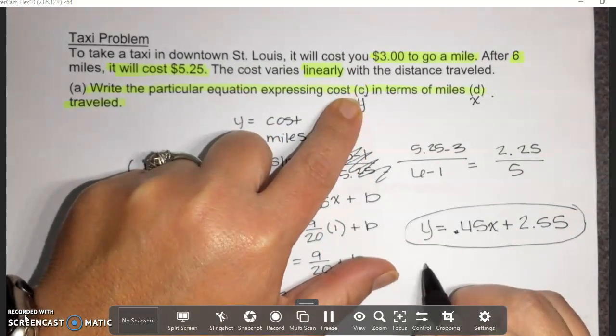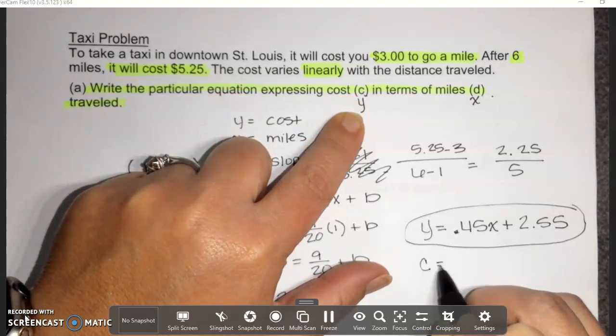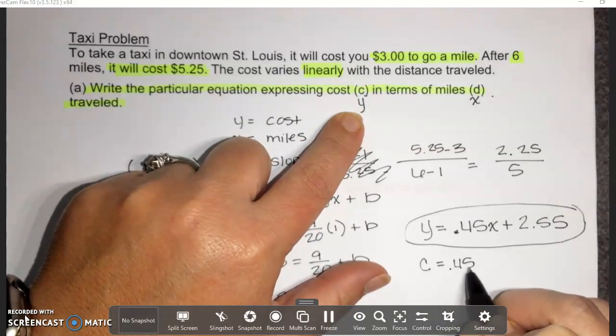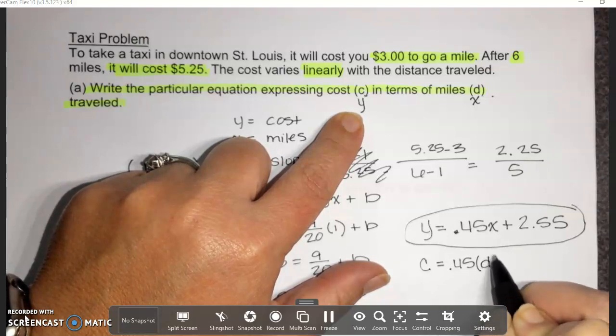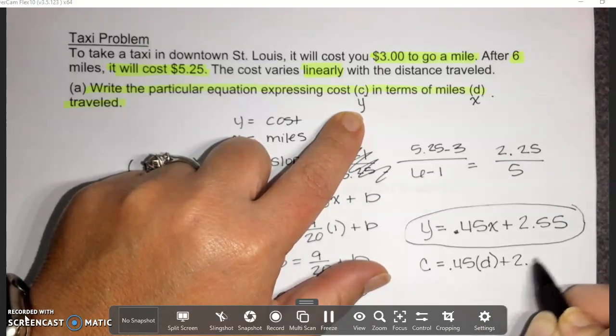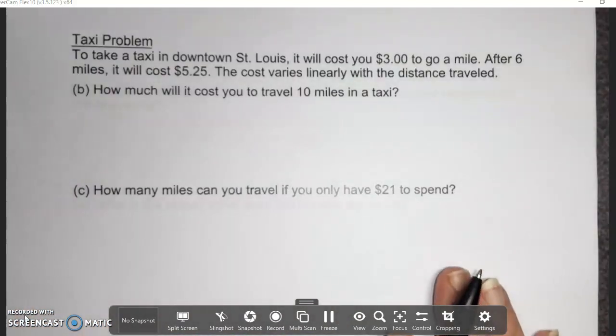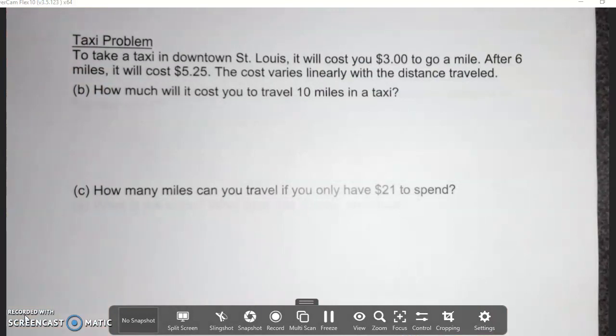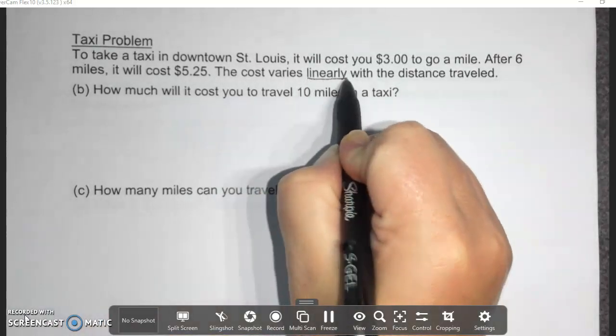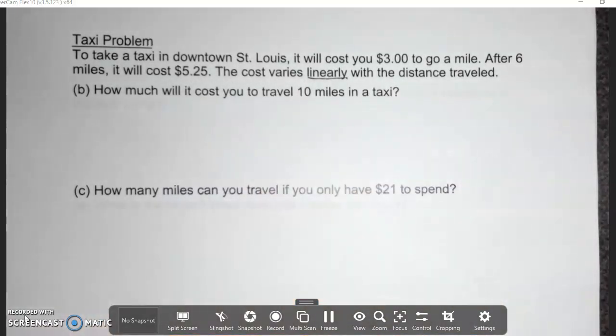Our y is c. C is equal to 0.45 d plus 2.55. Okay? So let's break it down. To take a taxi in downtown St. Louis, it's going to cost you $3 to go a mile. After 6 miles, it will cost you $5.25. The cost varies linearly. We talked about that with the distance traveled. How much will it cost you to travel 10 miles in the taxi?